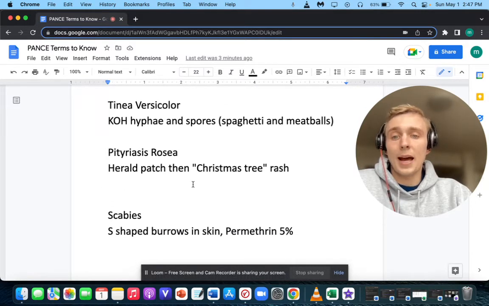How about a herald patch with a Christmas tree rash? You want to think of pityriasis rosea. So herald patch in a Christmas tree distribution, you want to think of pityriasis rosea.